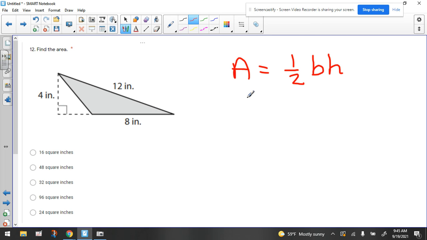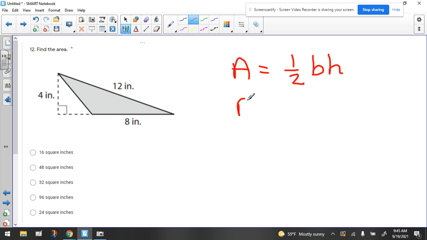Hey everybody, Mrs. Bianchi. We're looking at number 12, and hopefully you realize that we're looking at a triangle here because we're trying to find the area of the shaded region. They do give you a bunch of numbers that confuses some students. So whenever you realize that you're dealing with a triangle, just go ahead and write that formula down on your piece of paper. That's always going to be step one.